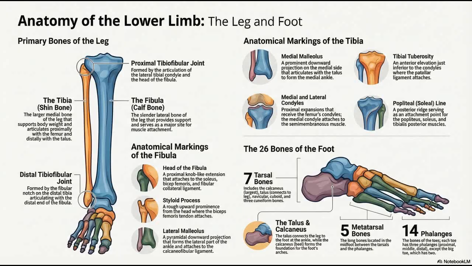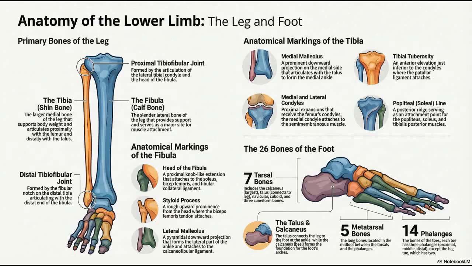In casual conversation, you say, my leg hurts, and you might mean your quad, right? But in anatomy, the leg is strictly the tibia and the fibula. Everything above the knee is the thigh. So our mission today is to unpack those two bones, the tibia and the fibula, and then move down into the complex machinery of the foot. And the foot is where things get really wild. 26 bones. It's a masterpiece of segmentation.